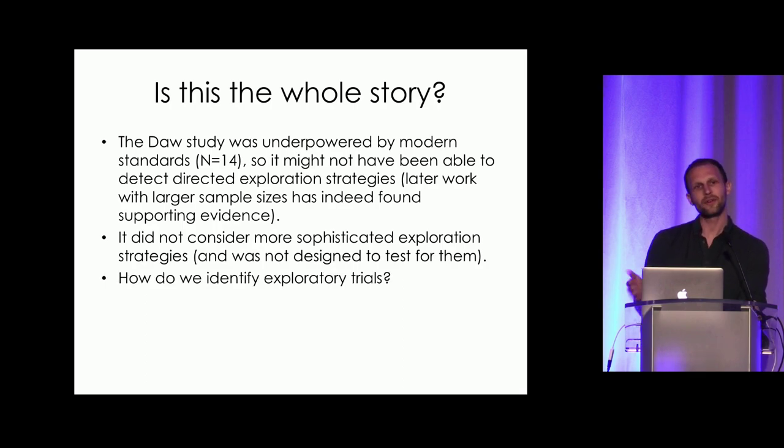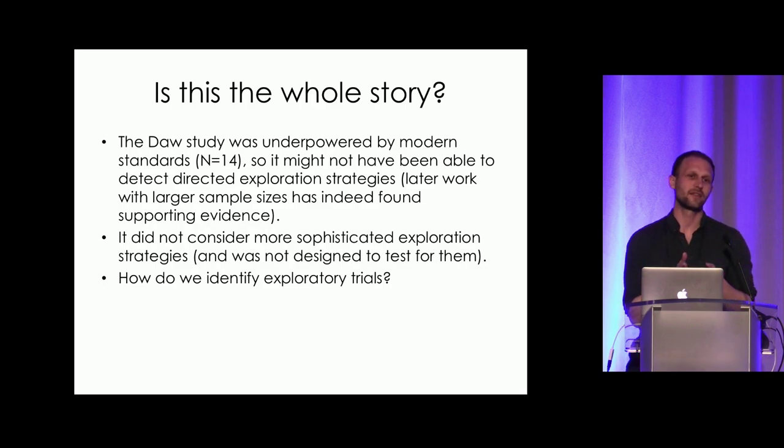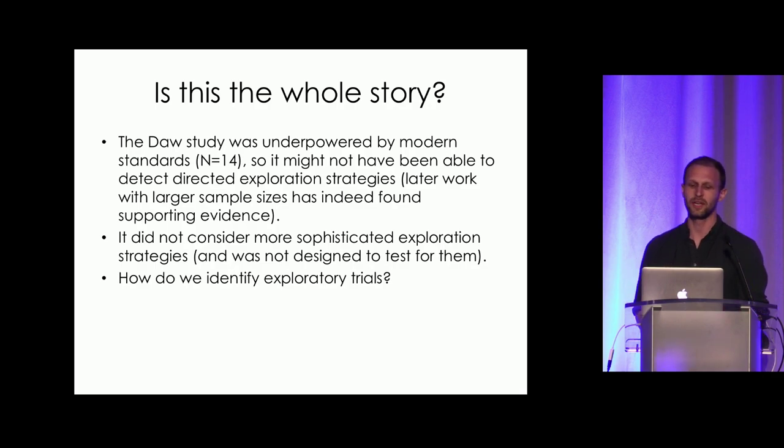Another methodological question is, how do we actually identify exploratory trials? In the Daw study, the way that they did this is with a model. They used the model to determine when you're exploring and when you're exploiting. But of course, the validity of that depends on how much you believe the model. So is there a way to do this model-agnostically? That's what I'm going to talk about now.